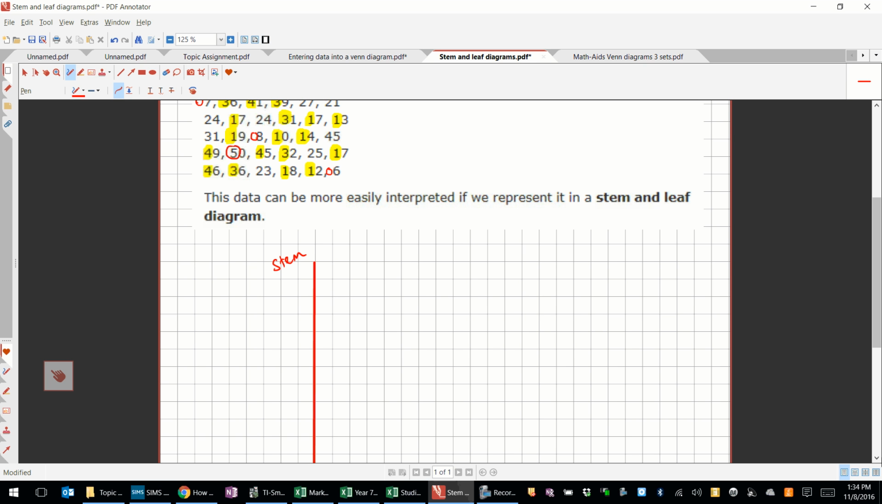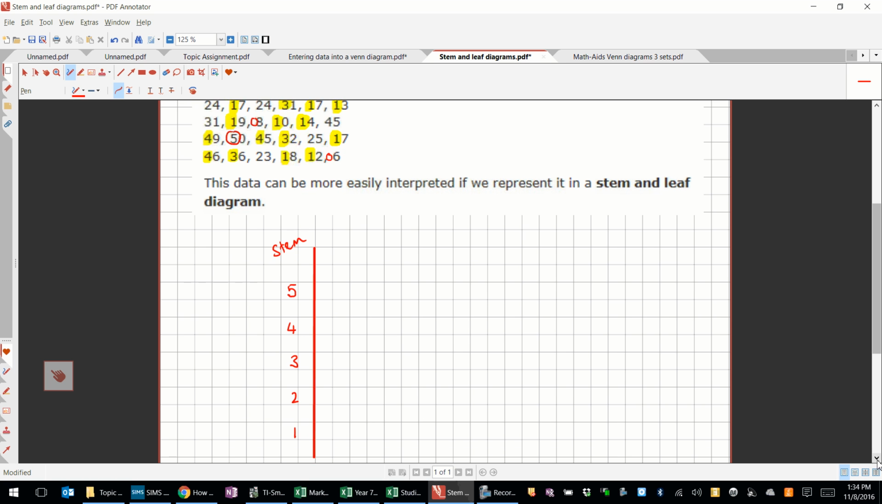But what I do is I put the highest value of 10 in there. So that was a 5, yeah? And then I put the others. So 4, 3, 2, 1. And it's important that I do include the 0.